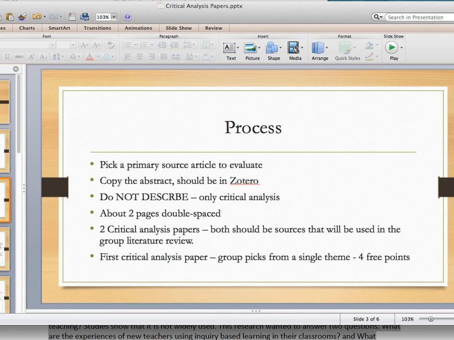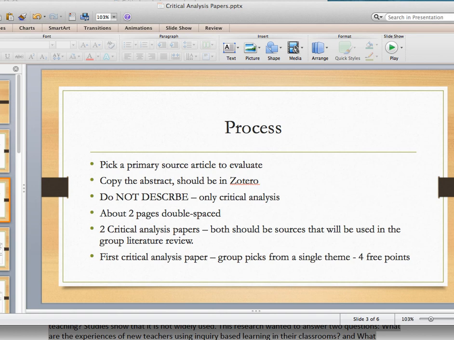Both of the ones that you do should be taken from primary source research that you are using in your group literature review. So this is going to do double duty. So you're doing the critical analysis paper, but all the analysis you do for that is going to help support the writing of your group literature review.